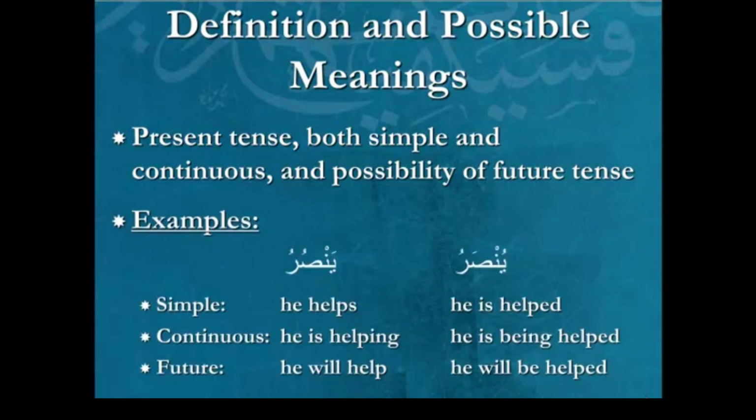So here are the examples. Yansuru. Yansuru is the active mudari with the helping letters. The three translations you get from this verb are: number one, he helps, and that's what we call simple present tense. So without indicating whether the action is happening again and again, or is a prolonged action, it's just a very simple meaning: he helps. Or it could be he is helping, he's actively engaged in the act of helping. Or he will help, that's the future meaning.